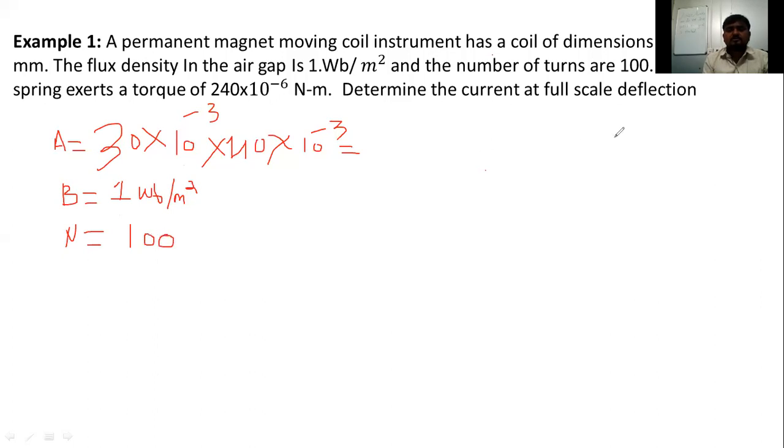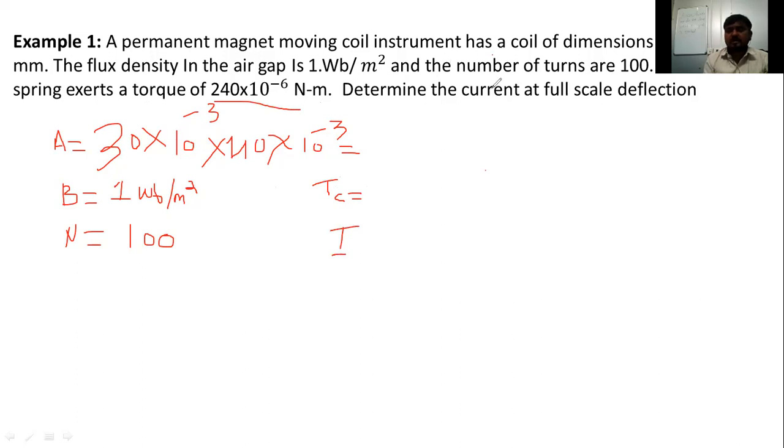Okay, next. The control spring exerts a torque of, the controlling torque, TC. This is very important. TC equal to 240 into 10 to the power of -6. They have given this and asked you to calculate the current here. Okay, this is the given data.